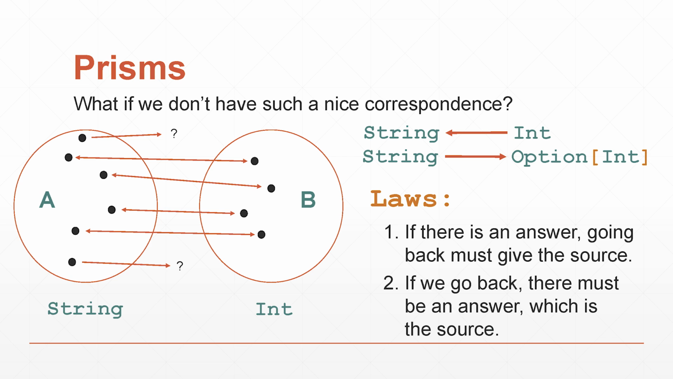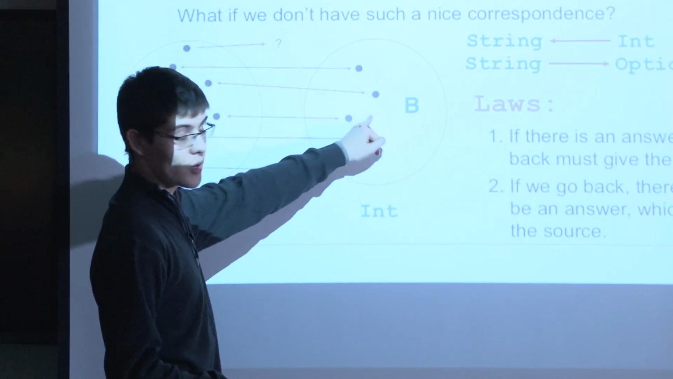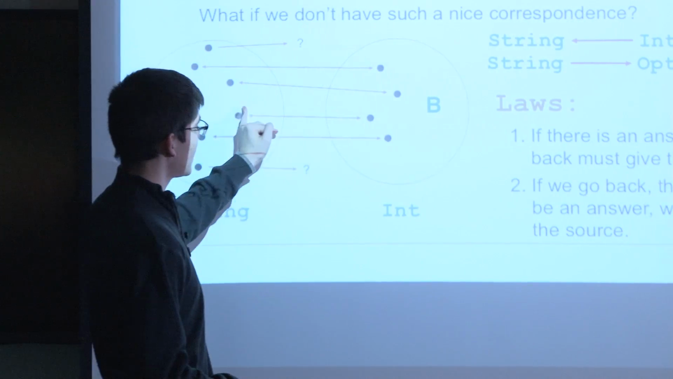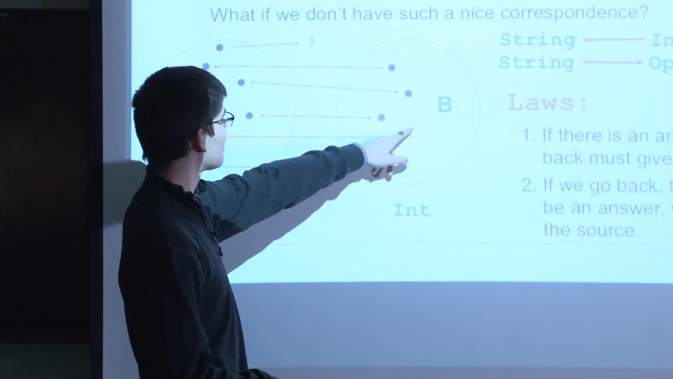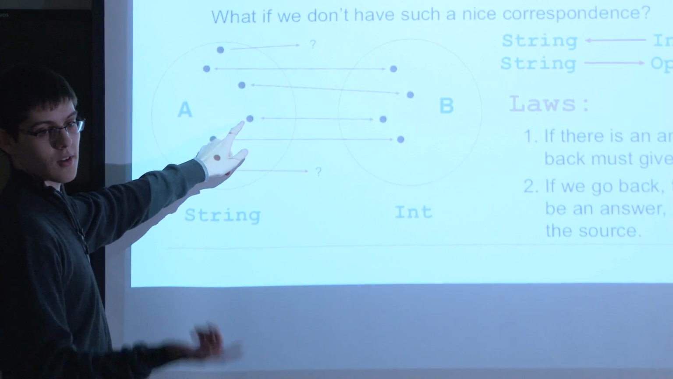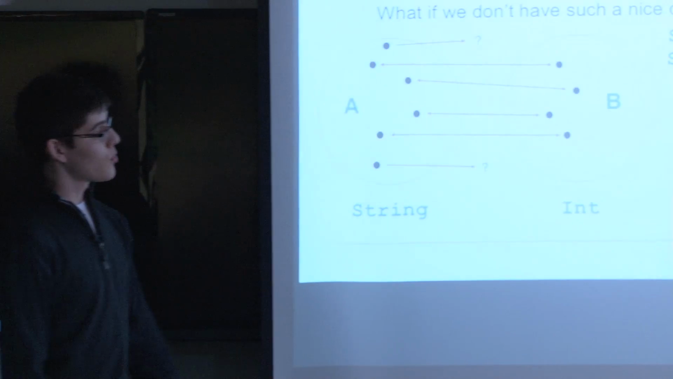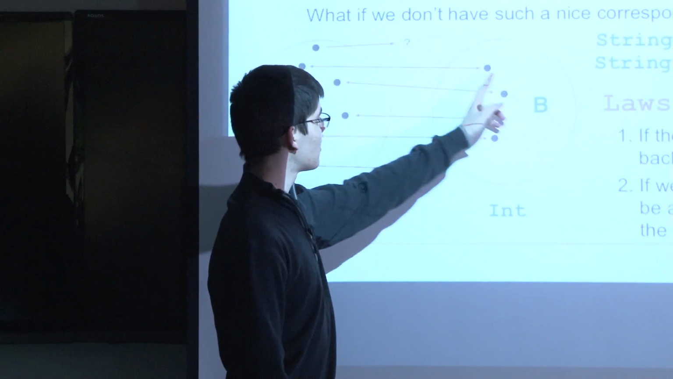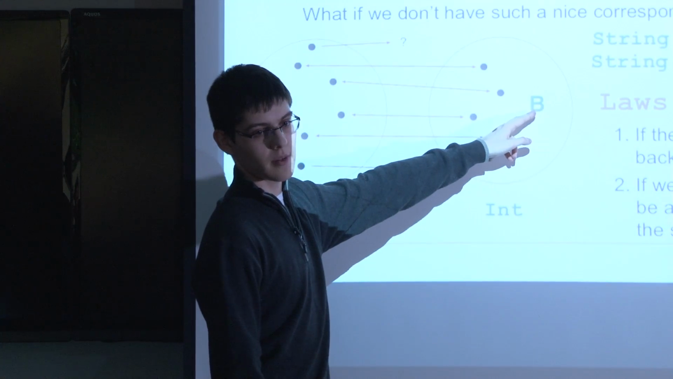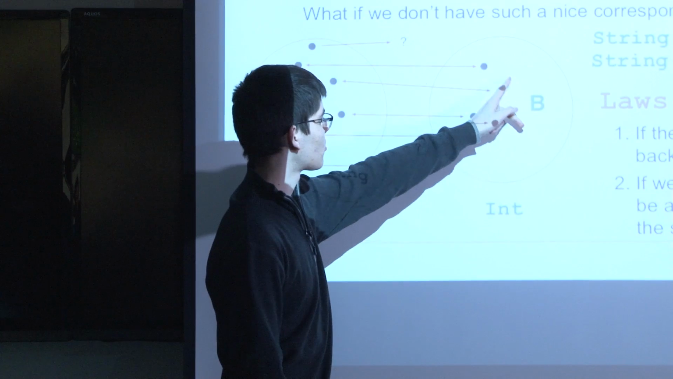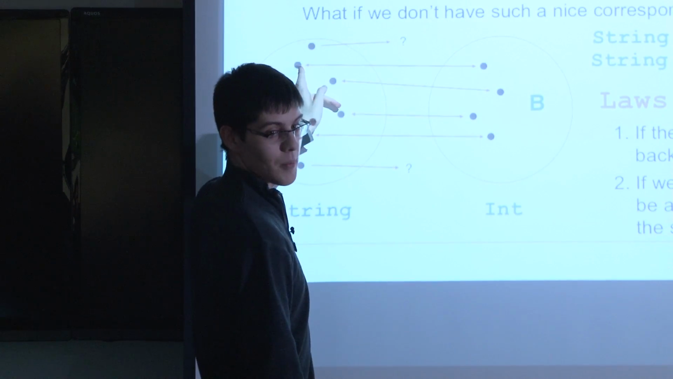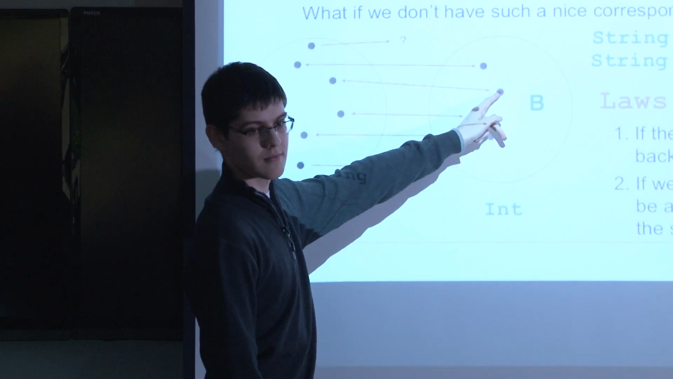The first law says that if we have an answer, if we can go through, then going back must yield the original value. All right? Just like the diagram. If we have an answer, going back must give the same answer. And if we go back from B, we must be able to go back to B. All right? If we go from here to 50, we must be able to pass 50. All right?